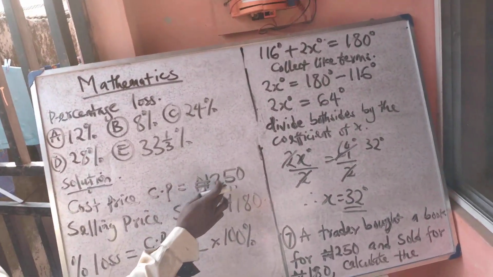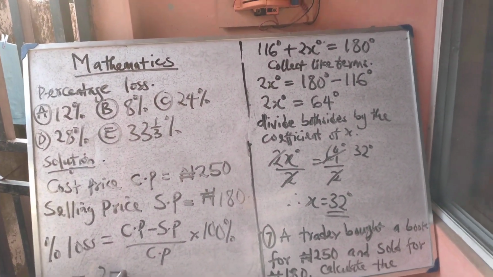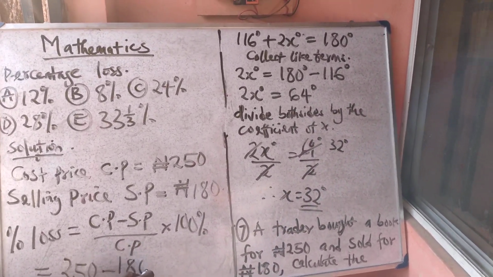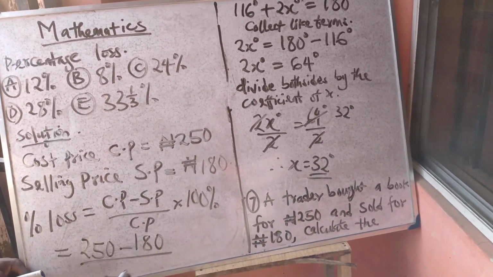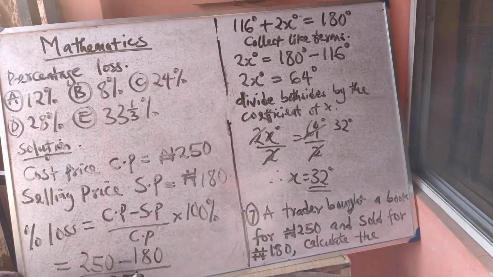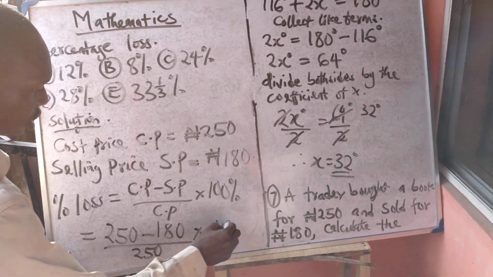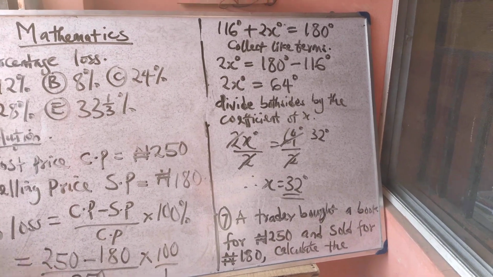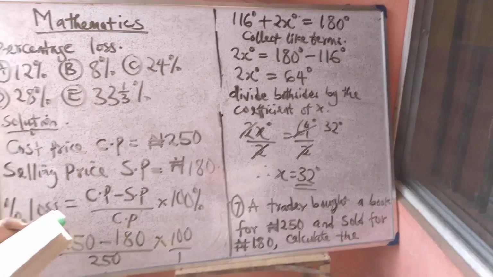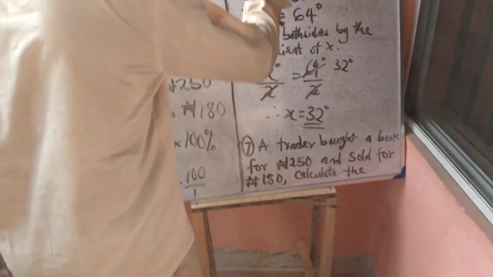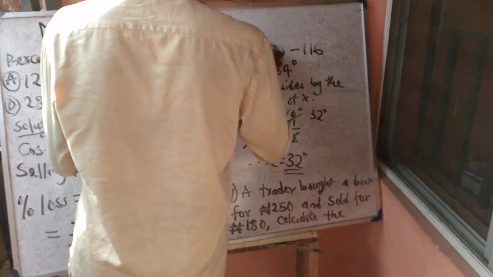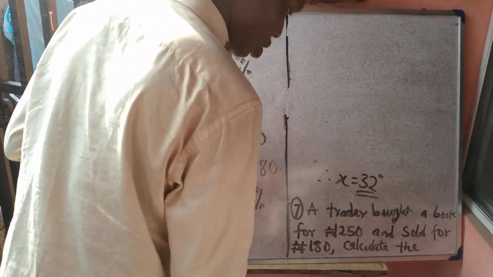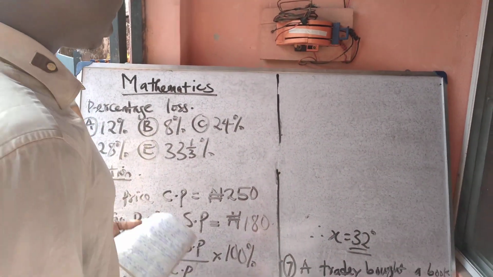So the cost price is 250 naira, minus the selling price, which is 180 naira, divided by the cost price 250, multiplied by 100. The denominator there will be 1. Alright, so 250 minus 180, what does it give you? 250 minus 180 gives you 70.